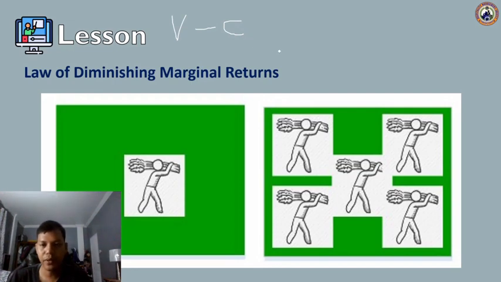If more variable factors of production are used in combination with a fixed factor of production, the marginal product and then the average product will eventually decline. The word decline means that it will go down. So the law of diminishing, from the word diminish, means it will decline. The law of diminishing marginal returns determines the behavior of output in the short run.